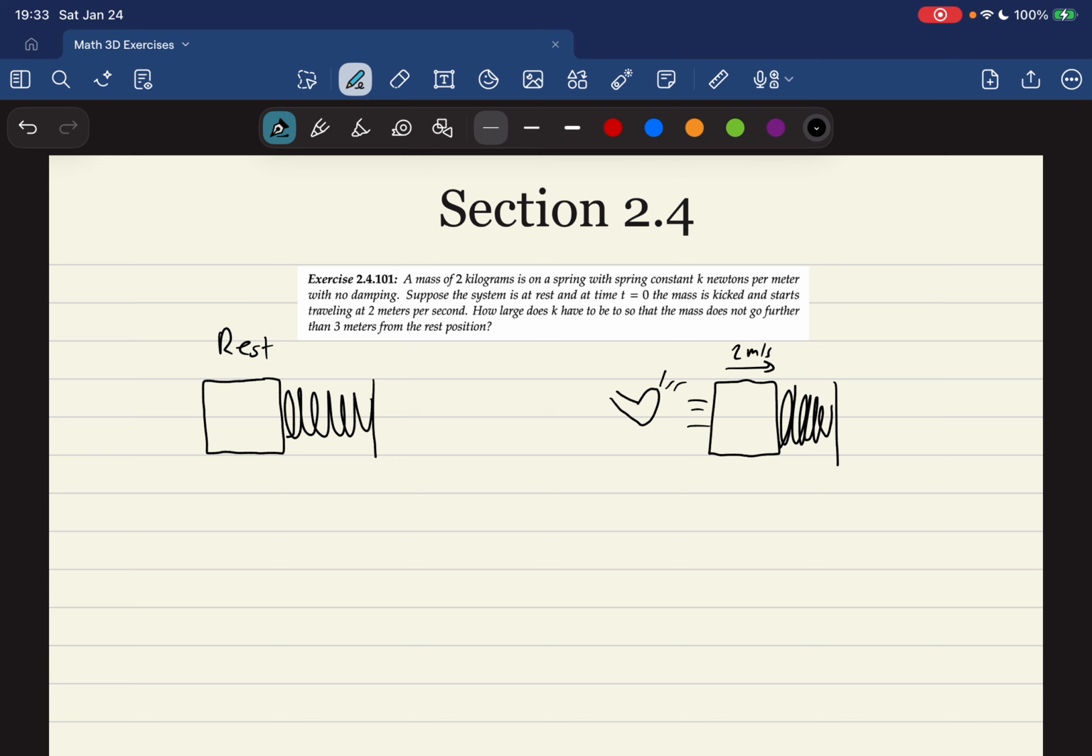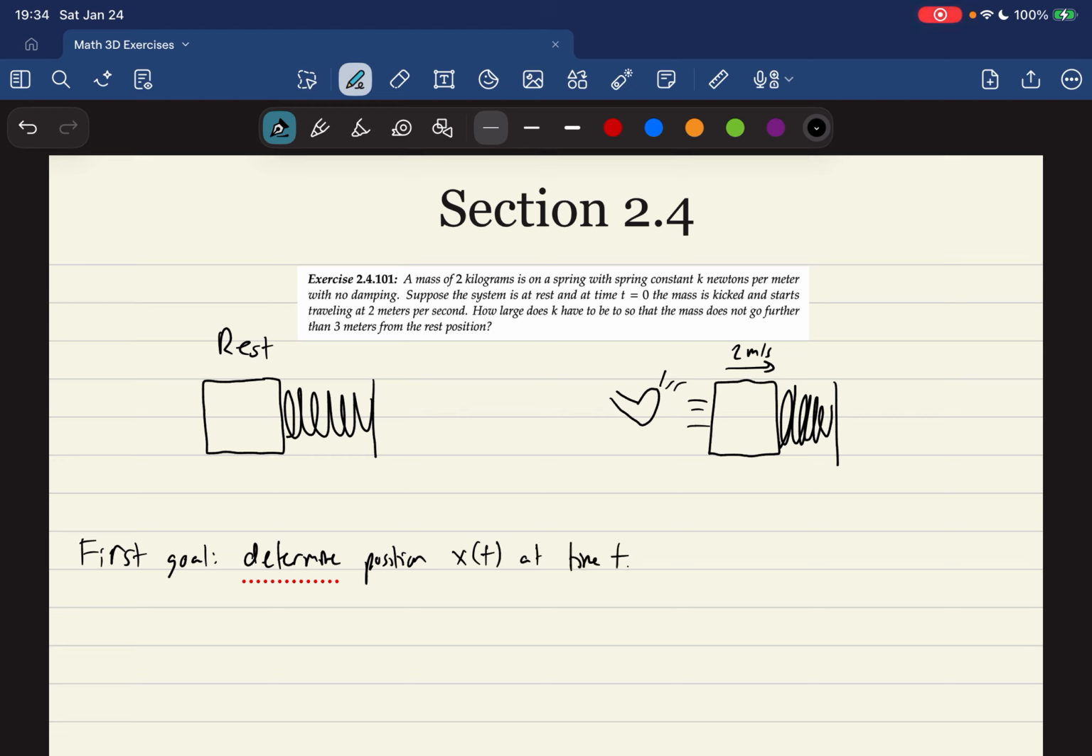And so now with the setup, to go about figuring out how large k has to be for this property to hold, the first thing we need to do is determine what the motion is at time t. So first goal, determine position at time t. So we need an expression for the function x of t at time t.